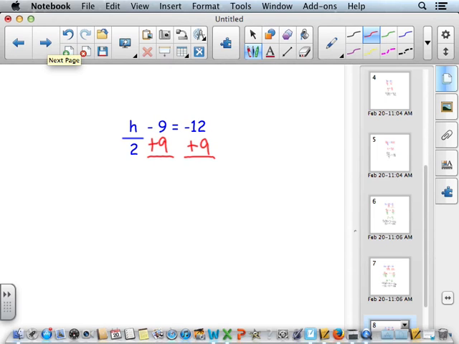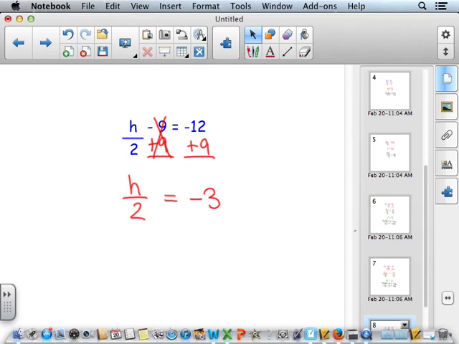Because negative 9 plus 9 is 0, I'm now left with h divided by 2. Because negative 12 plus 9 is negative 3, I now have a one-step equation. H divided by 2 equals negative 3. Now I'm dividing my variable by 2, so to solve, I will multiply each side of my equation by 2.